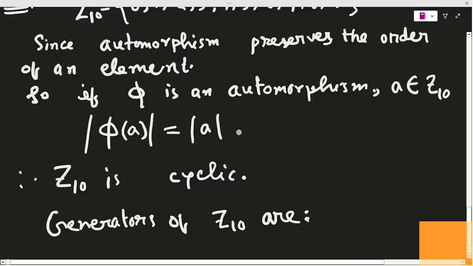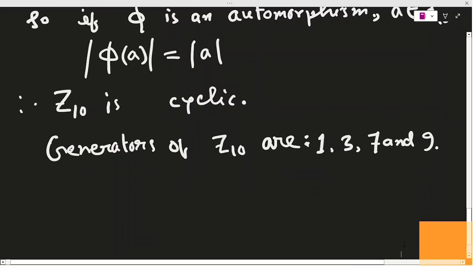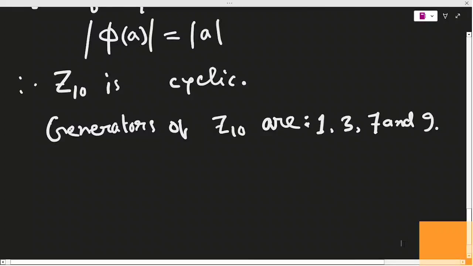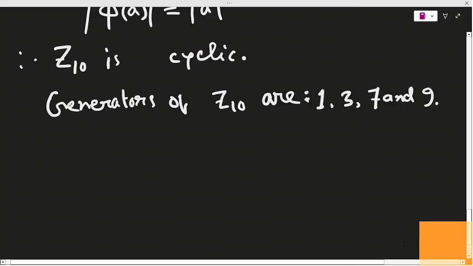Generators of Z10 are 1, 3, 7 and 9. So we have 4 generators. So these are the elements of order 10.